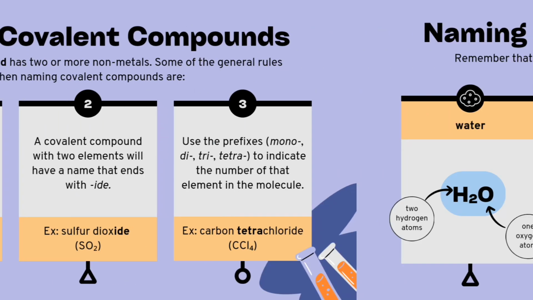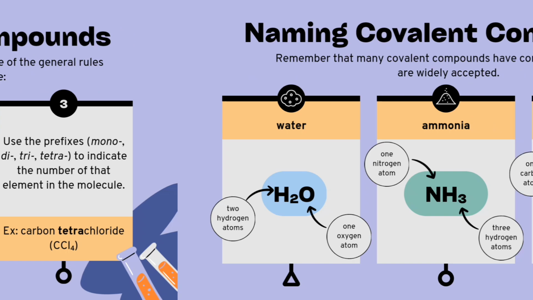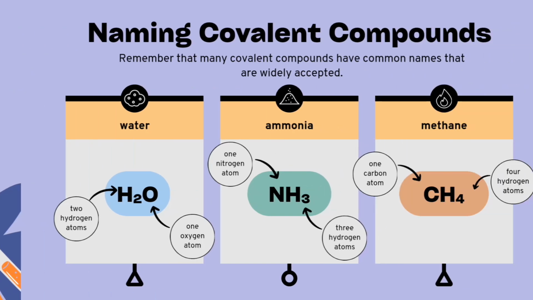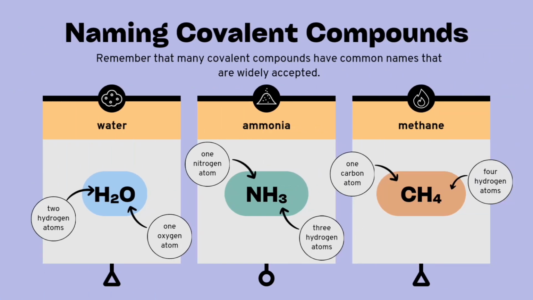Now we will learn how common names are accepted in the case of covalent compounds. We can write H2O as water, we can write NH3 as ammonia, and CH4 as methane.